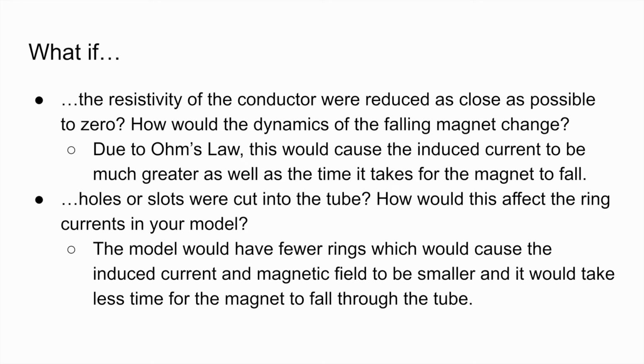So what if holes or slots were cut into the tube? How would this affect the ring currents in your model? So the model would have fewer rings, which would cause the induced current and magnetic field to be smaller, and it would take less time for the magnet to fall through the tube.